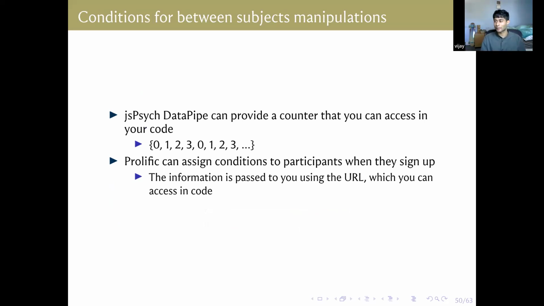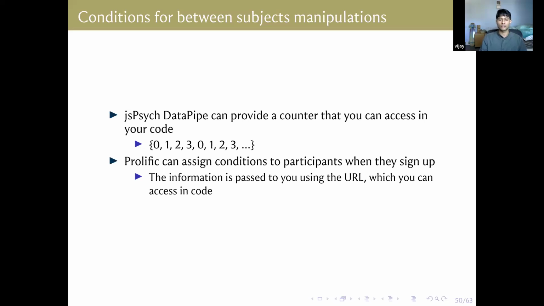This is one constant struggle people have, which is how to have conditions in online experiments. And DataPipe actually has a very nice utility for this. You can tell it that you have 8 conditions, and then at the beginning of the experiment, you can ask it to assign a condition. It's like a rolling counter. If you have 8 conditions, it'll give you 0, 1, 2, 3, 4, 5, 6, 7, and then it'll start again at 0. So you can counterbalance the conditions so that equal numbers of participants do the study.